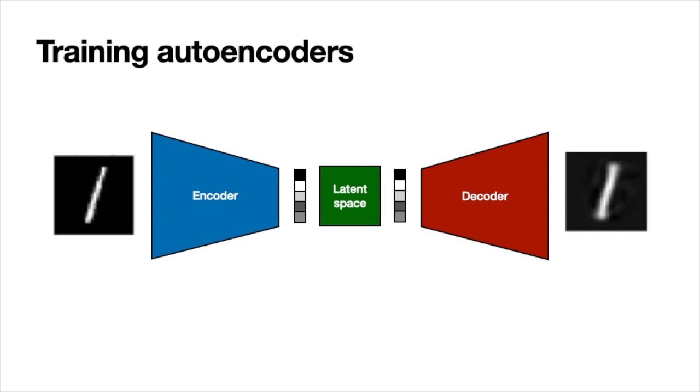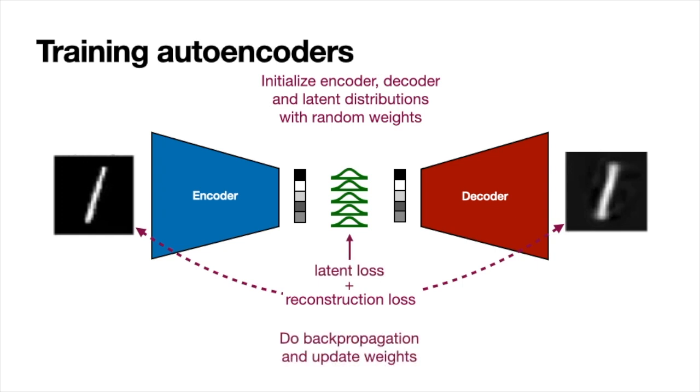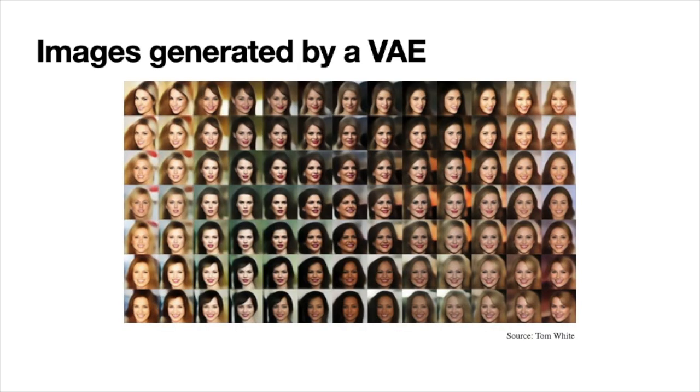So in summary, the way to train a variational autoencoder is similar to the way to train a regular one. First, we initialize the encoder, decoder, and latent distributions with random weights. And then we calculate the reconstruction loss plus the latent loss, and finally do backpropagation to update the weights. Variational autoencoders can generate really good images. Here's an example of a latent space of images of human faces.